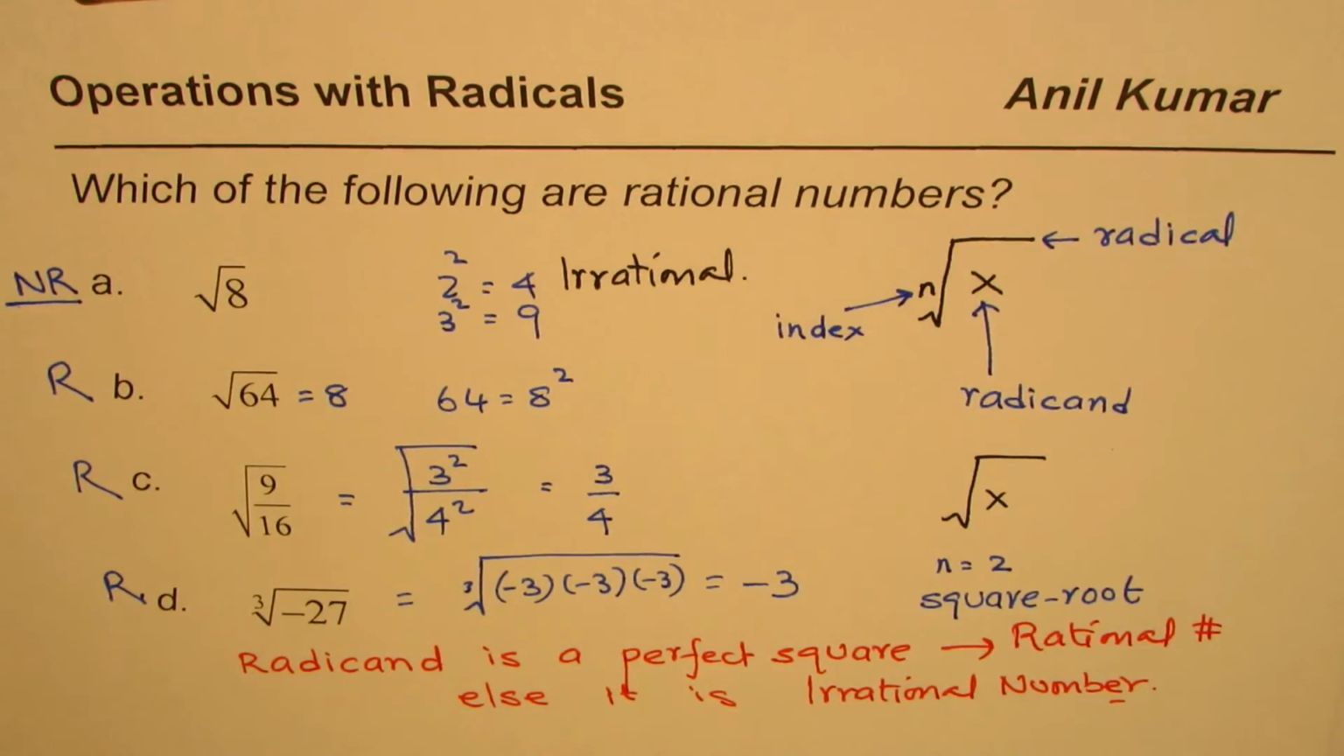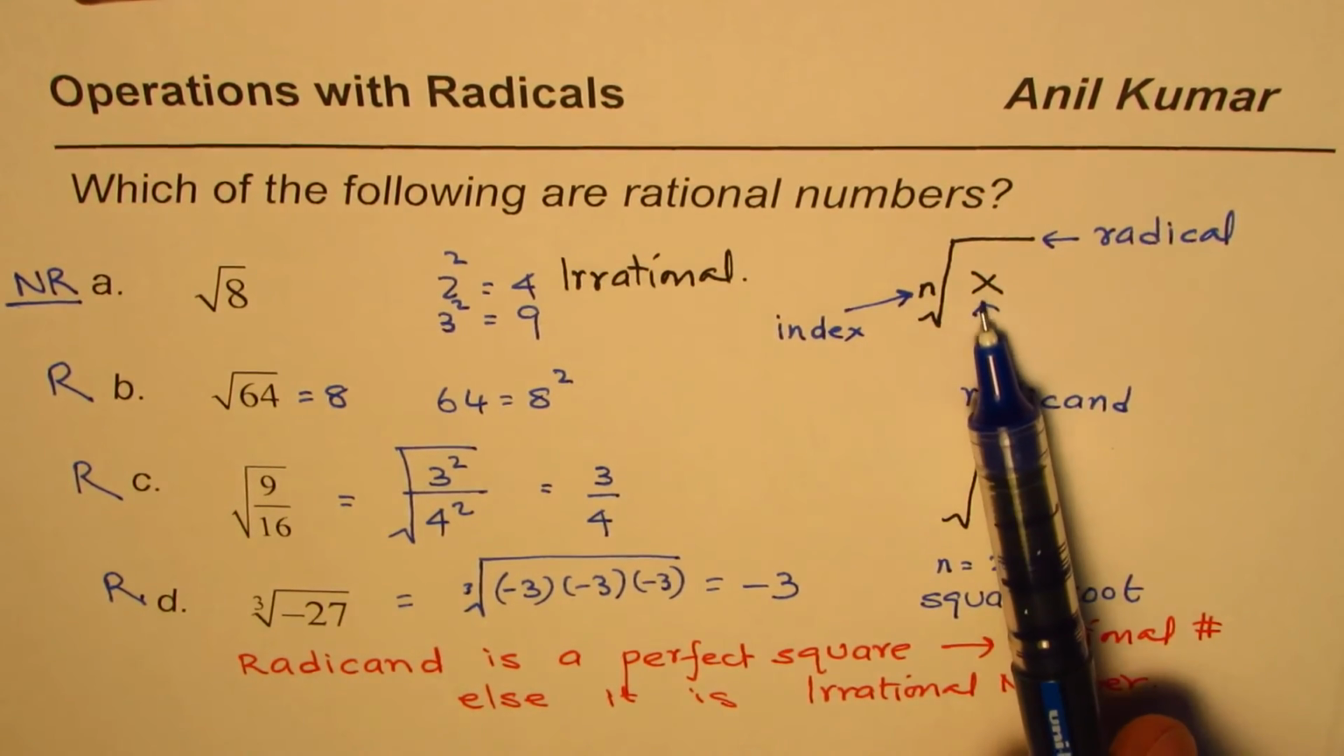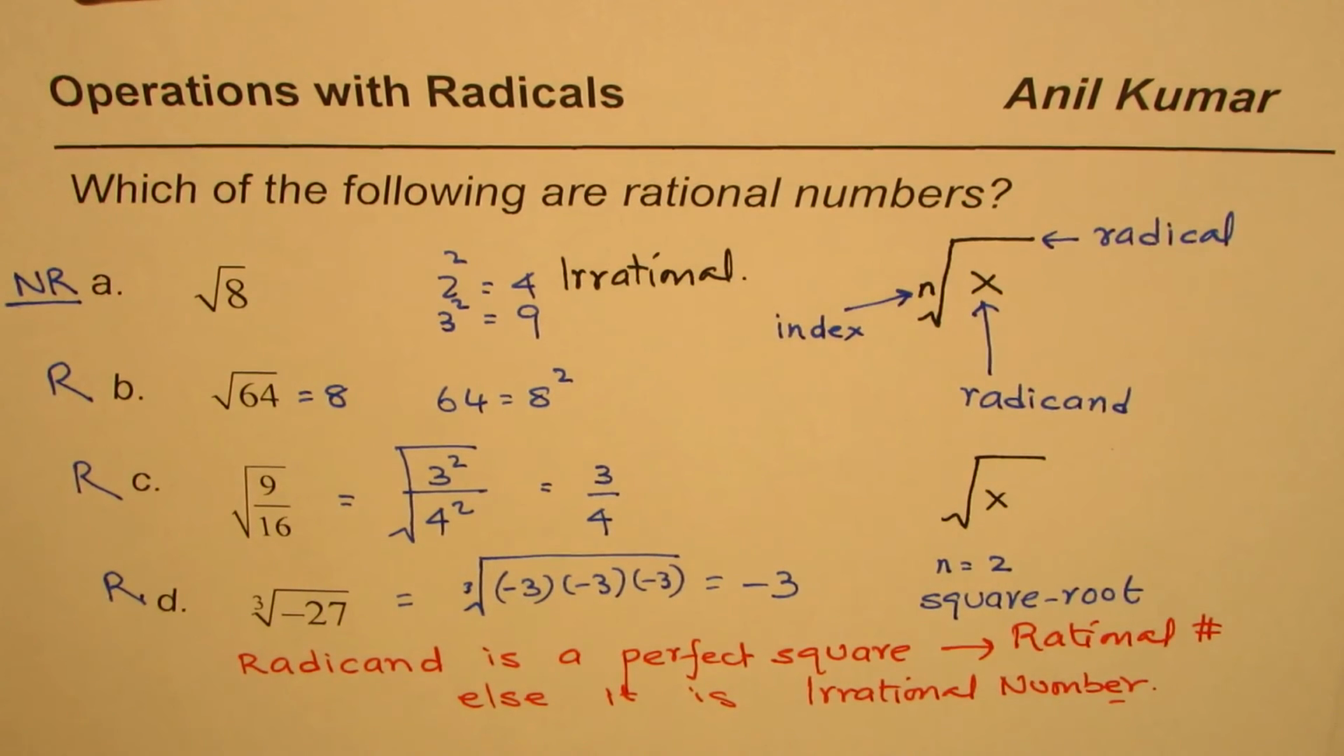So to summarize, if after simplifying we do not get anything in the radicand, in that case it becomes a rational number, otherwise it is not a rational number. I hope that helps to understand the very basic concept.